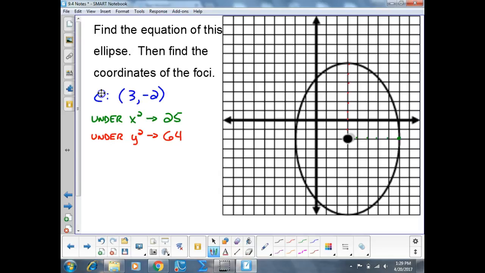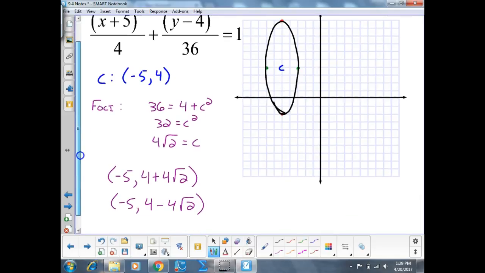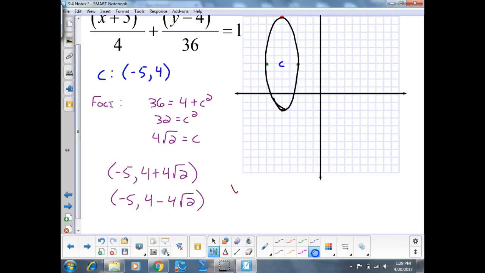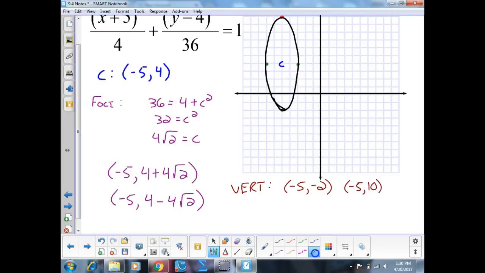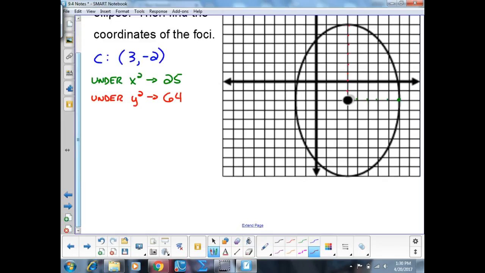So that tells me that, oh, you know what we forgot? I just remembered on this one way back here. What did we forget? No, we forgot vertices. Yep. So where are the 2 vertices on this last one? Negative 5, comma, negative 2, and negative 5, comma, 10. Yep. Got to add 6 and subtract 6 from 4. Okay. So, do we have enough information on this one? Yes, we do.